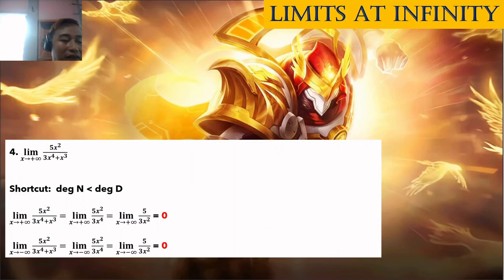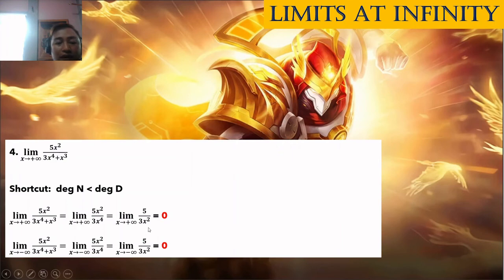Okay, limit of 5x squared over 3x to the 4th plus x cubed. So, shortcut na dito sa class. Okay, ang highest degree dito kay 2, and highest degree dito kay 4, so sila na mabilin. So x squared, kung makancel ni x squared, diri na din ang mabilin class. So 4 minus 2, so x squared diri sa ubos. So 5 over 3x squared.